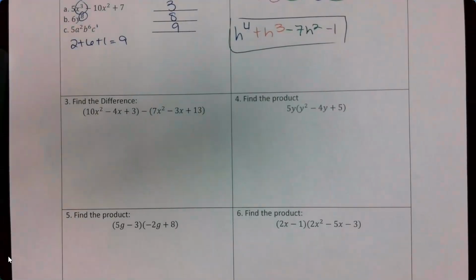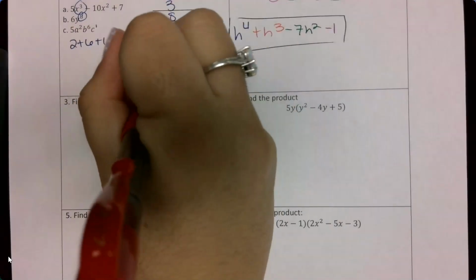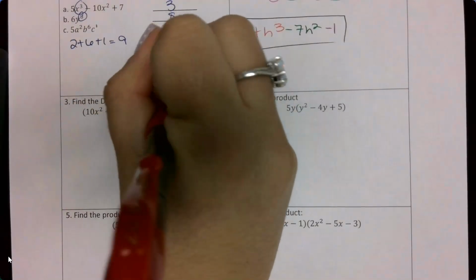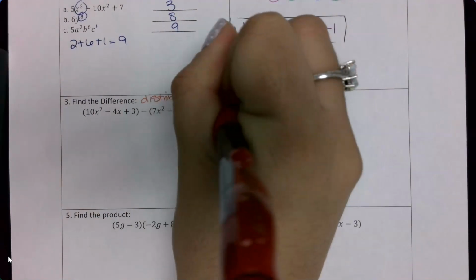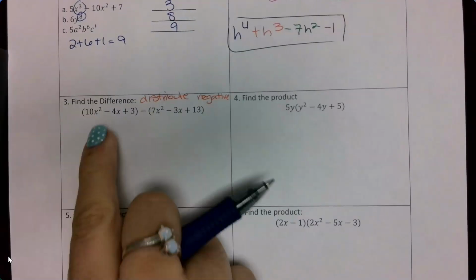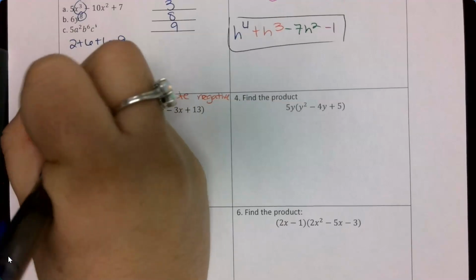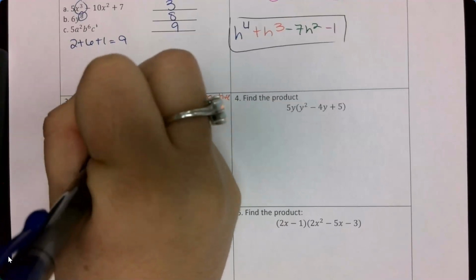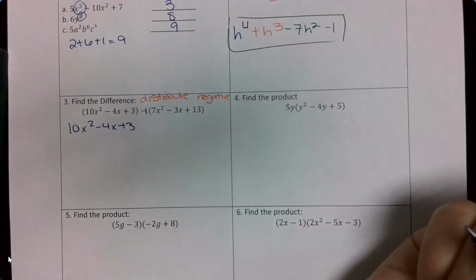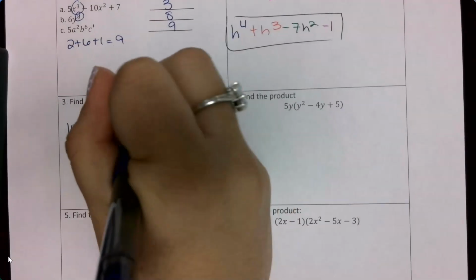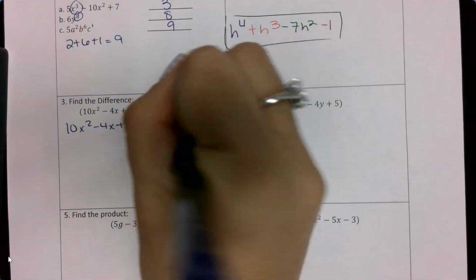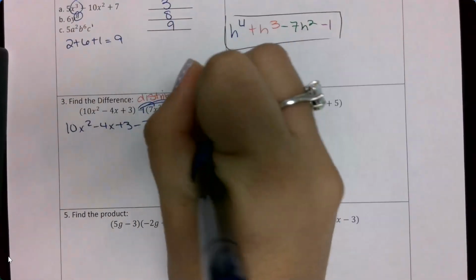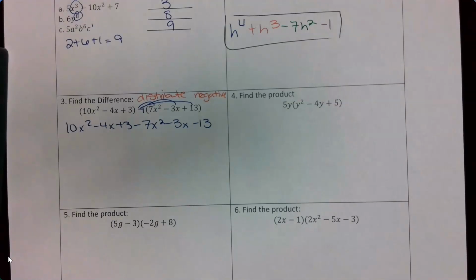On number 3, it says find the difference. This means distribute the negative. So, my first terms are going to stay the same, the ones in the parentheses. Then everything after this negative, I'm going to treat that as a negative 1. So I have negative 7x squared, negative 3x, and then negative 13.